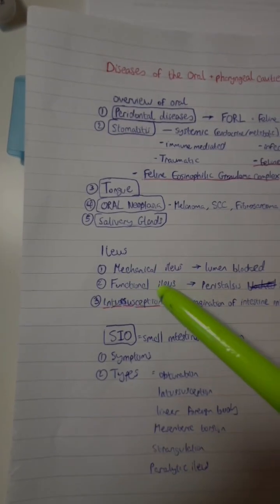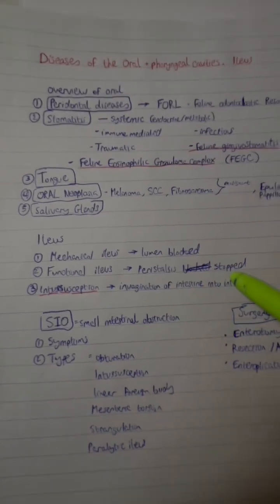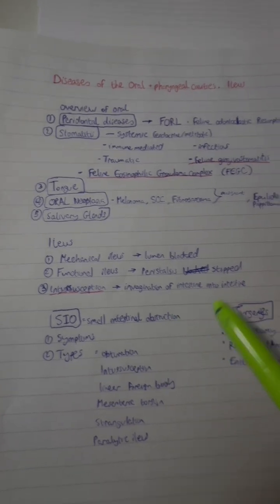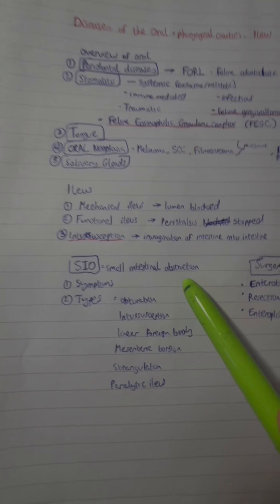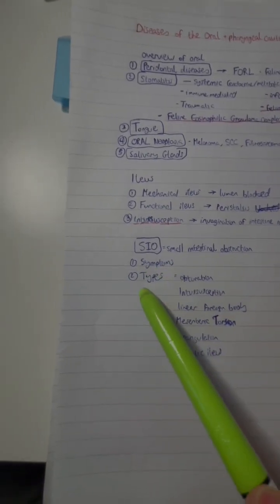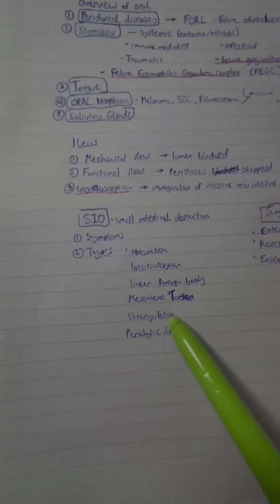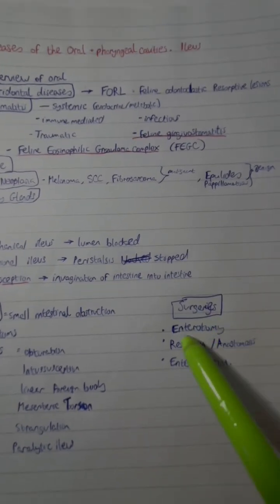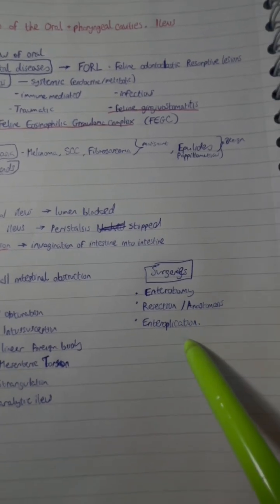For ileus, talk about mechanical ileus when the lumen is blocked, functional ileus when peristalsis is stopped, and also intussusception, when there's an invagination of the intestine into other parts of the intestine. Then talk about small intestinal obstruction. Talk about the symptoms and the types: obturation, intussusception, linear foreign body, mesenteric torsion, strangulation, and paralytic ileus. And the surgeries: enterotomy, resection, also called anastomosis, and enteroplication.